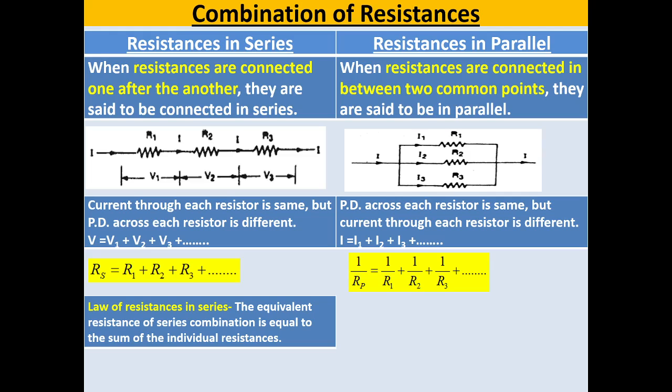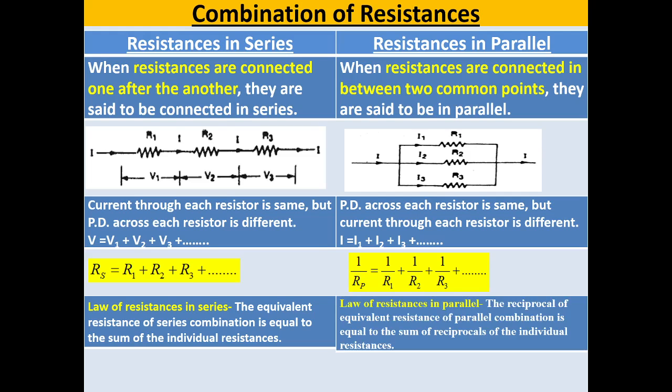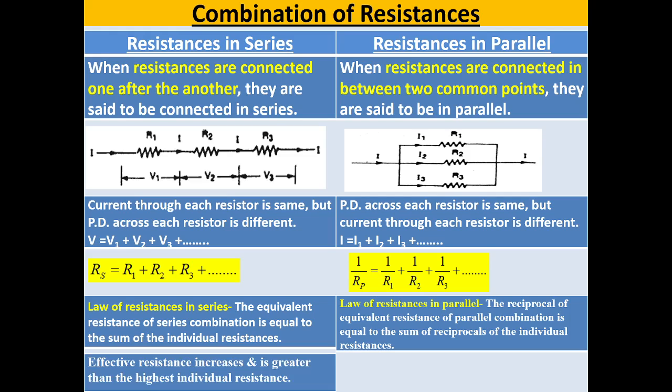This is called the law of resistances in series. It states that the equivalent resistance of a series combination is equal to the sum of individual resistances, because Rs is equal to R1 plus R2 plus R3 plus etc. Rs in this case is called the total resistance or equivalent resistance of the series combination. Whenever resistances are connected in parallel, we have the law of resistances in parallel, which states that the reciprocal of the equivalent resistance of a parallel combination is equal to the sum of reciprocals of the individual resistances. Rp in this case is the equivalent resistance of the parallel combination.